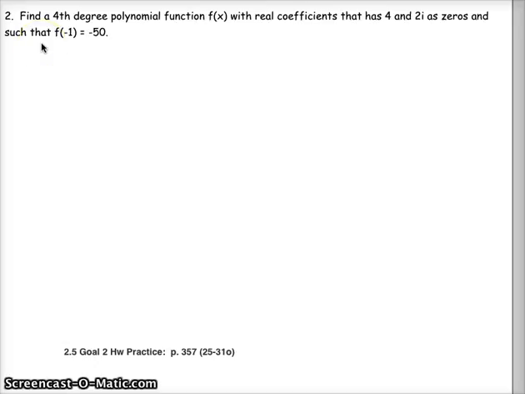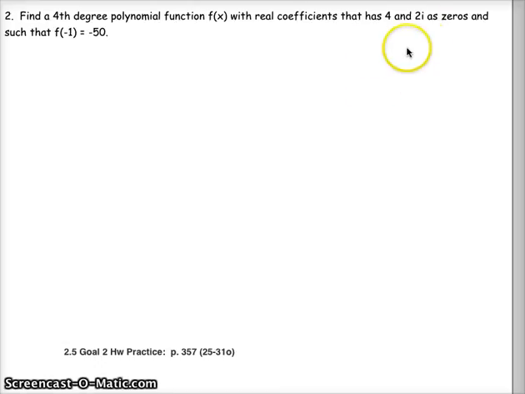We did not finish our second example in class the other day, so I'm going to do that for you now. Find a fourth degree polynomial function with real coefficients that has 4 and 2i as zeros, and such that f of -1 equals -50.